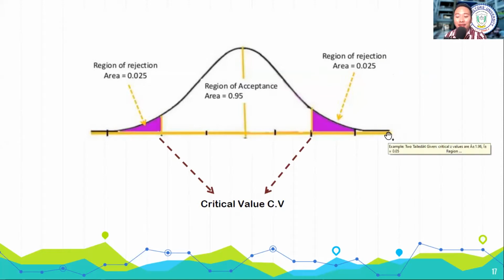Okay? The internet connection in Bugobos is unstable.